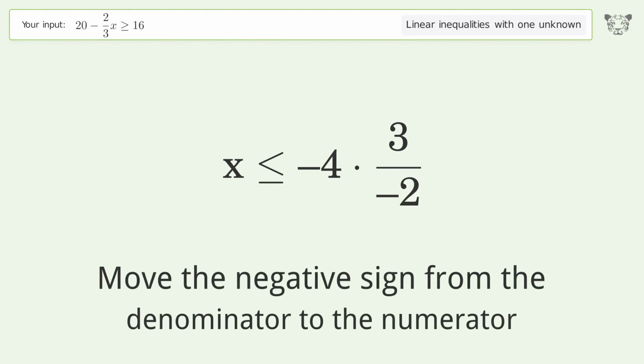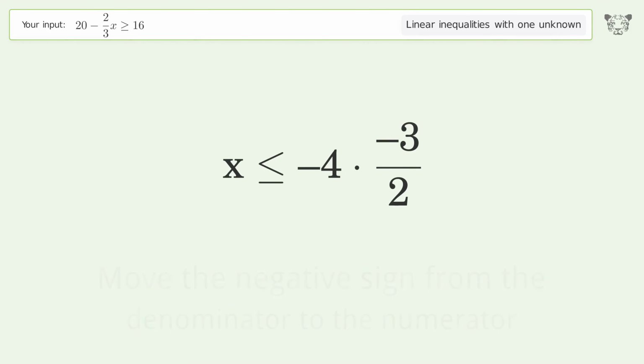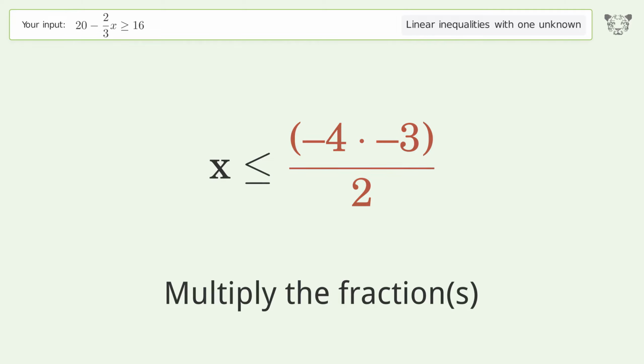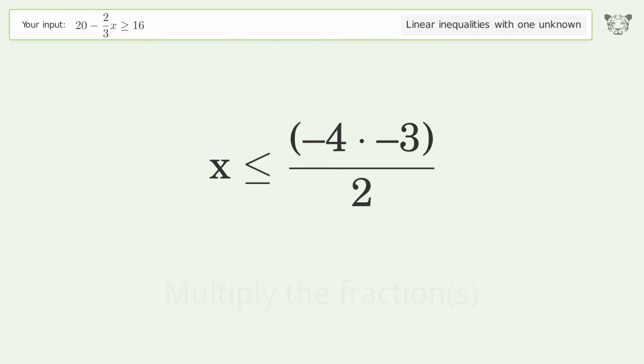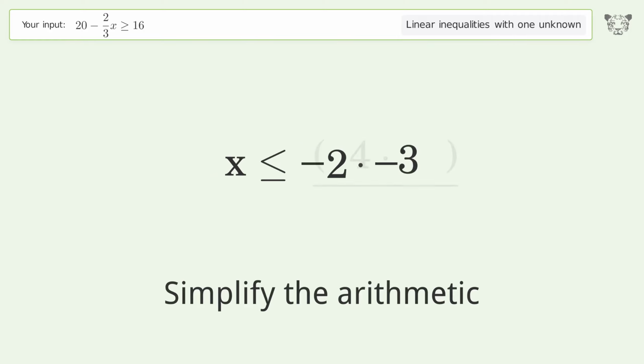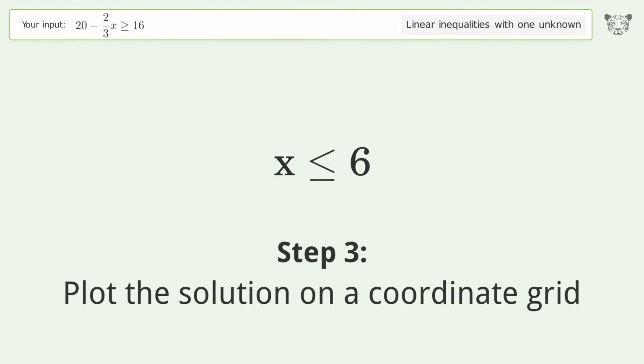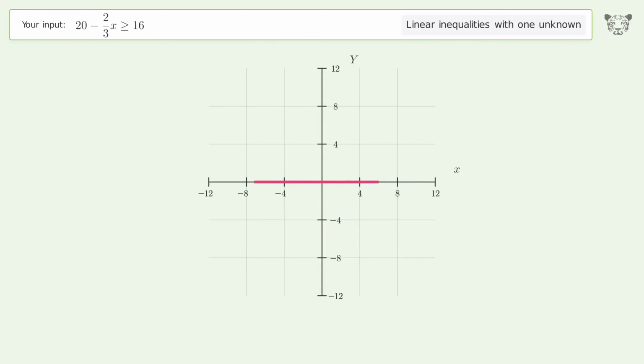Move the negative sign from the denominator to the numerator. Multiply the fractions. Simplify the arithmetic. Plot the solution on a coordinate grid. And so the final result is x equal or smaller than 6.